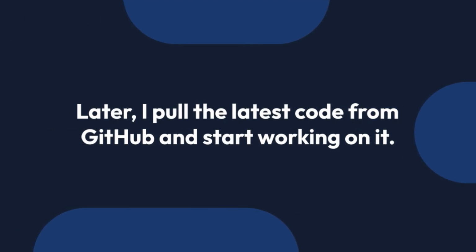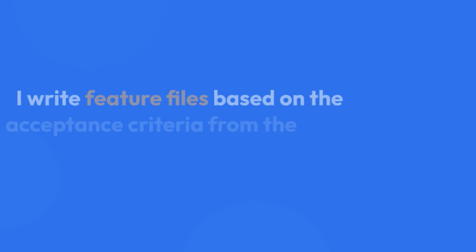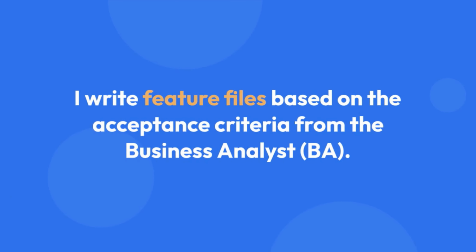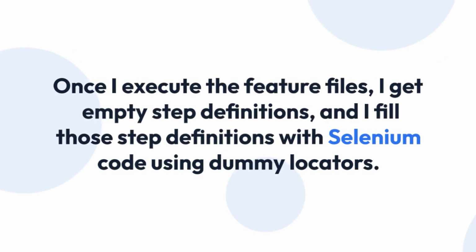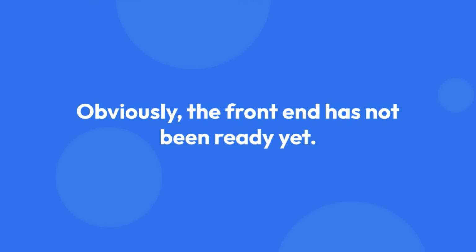Later, I pull the latest code from GitHub and start working on it. I write feature files based on the acceptance criteria from the business analyst, BA. Once I execute the feature files, I get empty step definitions, and I fill those step definitions with Selenium code using dummy locators. Obviously, the front end has not been ready yet.